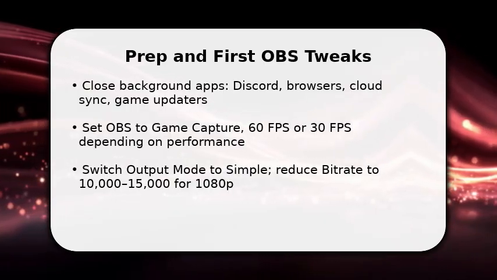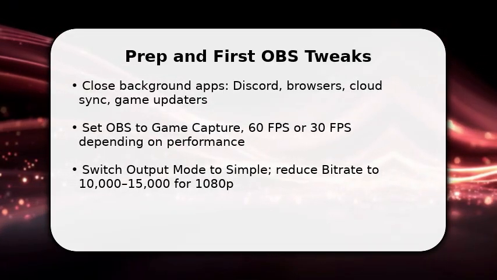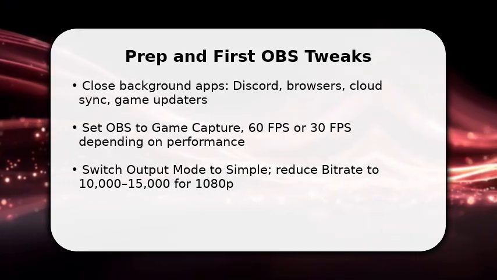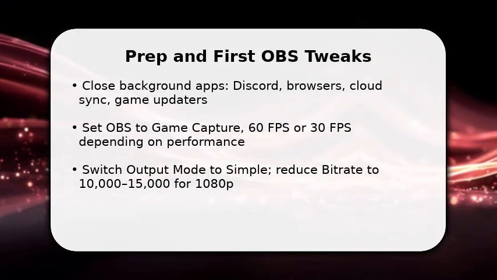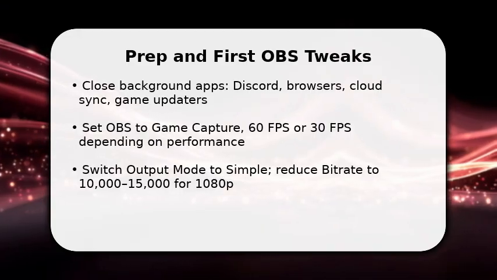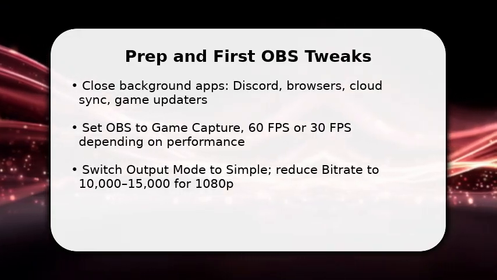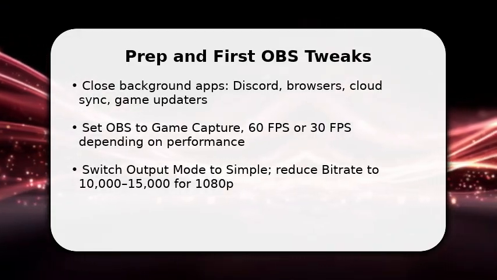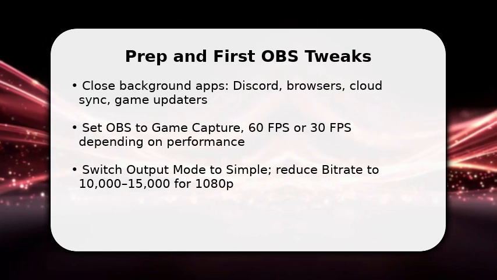Once done, switch output mode to simple and lower the recording bitrate to about 10,000 to 15,000 for full HD. This cuts CPU and disk strain immediately while keeping acceptable quality for gameplay recordings.